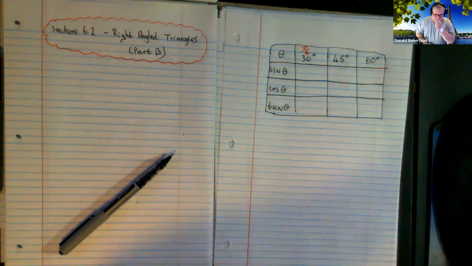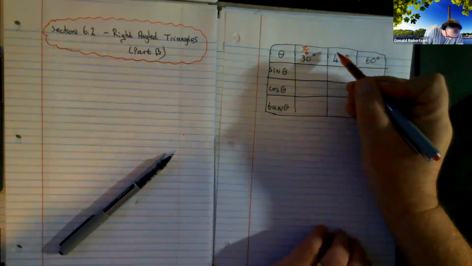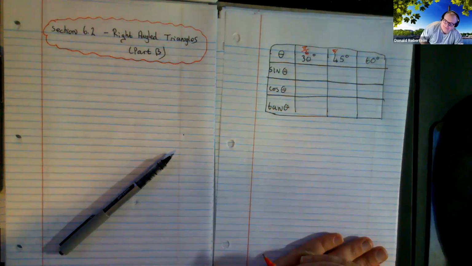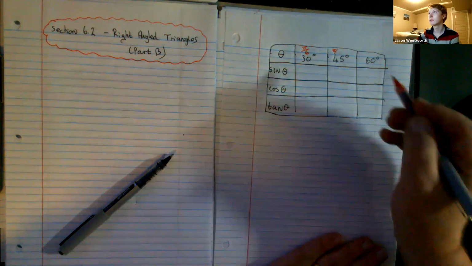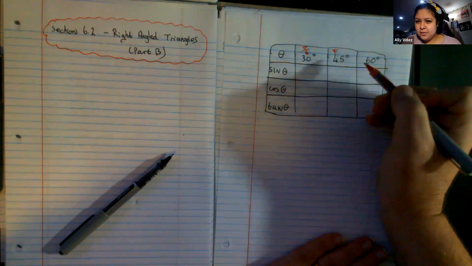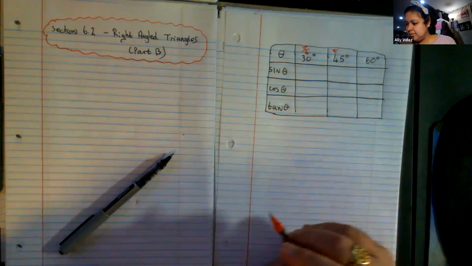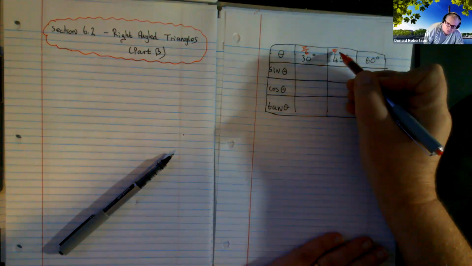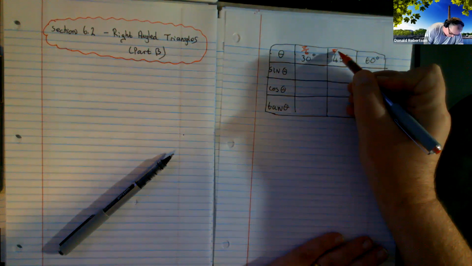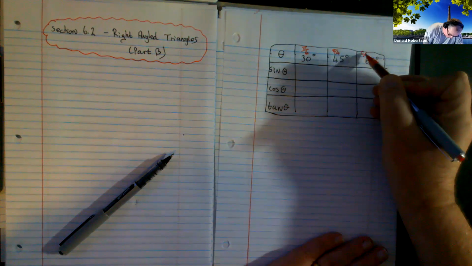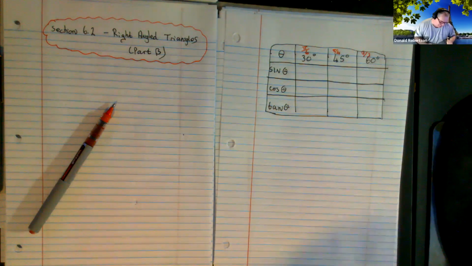What's 45 degrees in radians? Pi upon what? I got 5 pi over 12. Nope, not for 45. That's something else, but it's not that one. Last chance. Pi upon what is 45 degrees? 4. Right. And 60 degrees, the last one, pi upon what? 3. Yes.